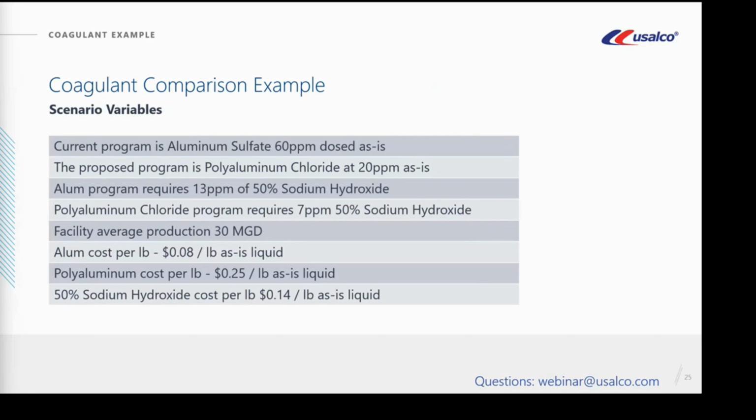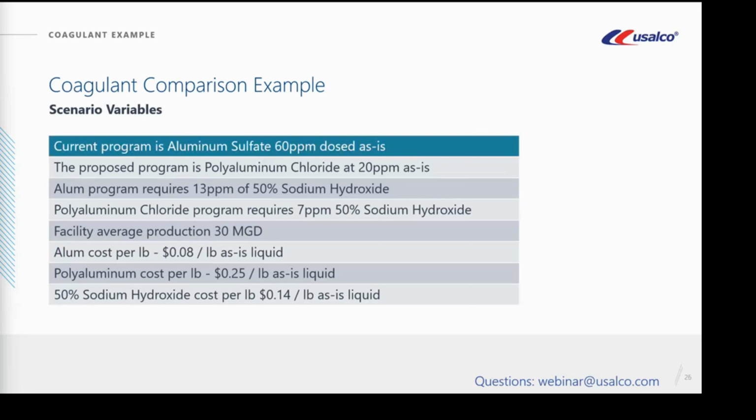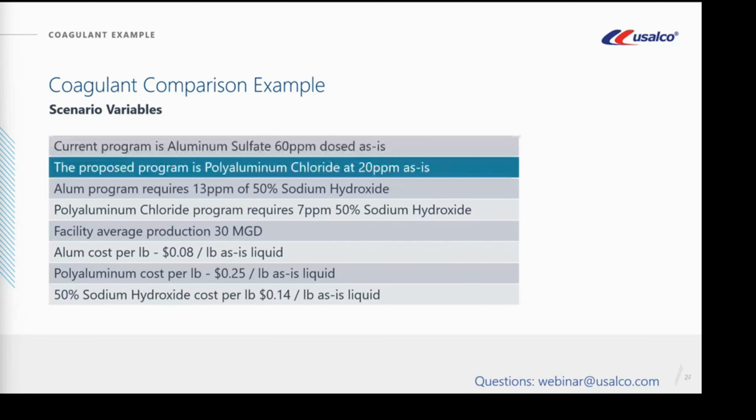So let's move over to the coagulant comparison example now, and let's dig into that. Let's say that the plant's current program is aluminum sulfate, and they feed 60 parts as is liquid. They're considering a polyaluminum chloride, and during bench testing, they estimated 22 parts for the optimum dose, and then during the plant trial that ran for a month, they found that they met all their water quality goals at slightly lower, at 20 parts.